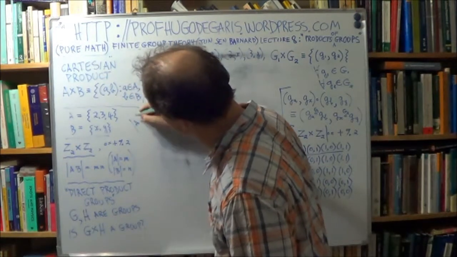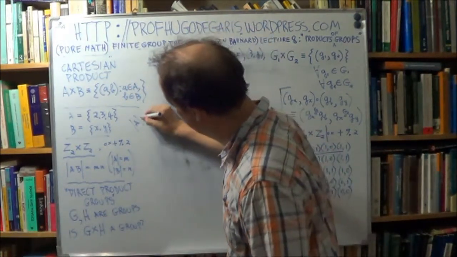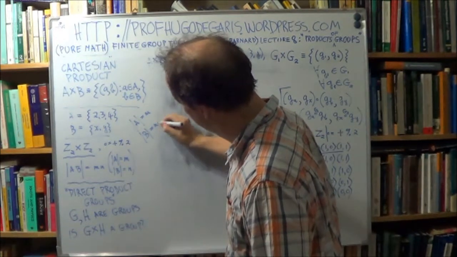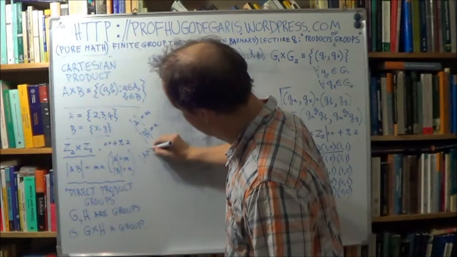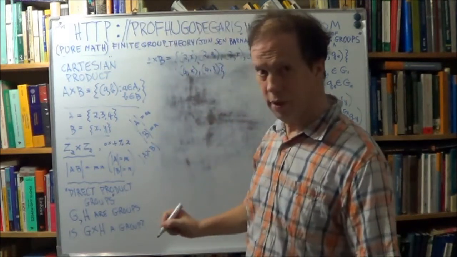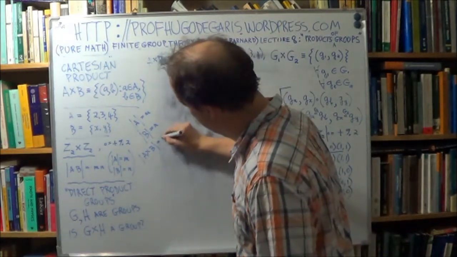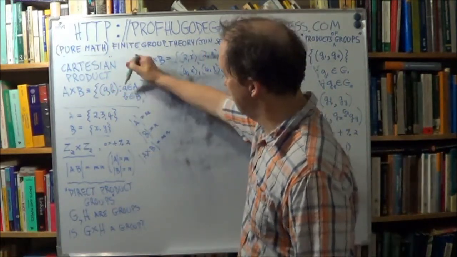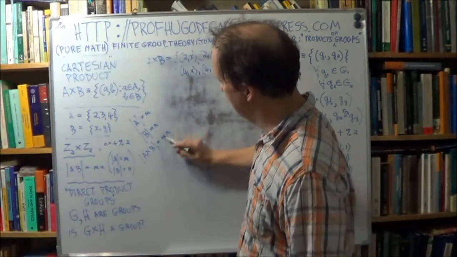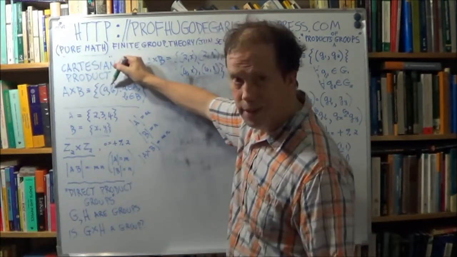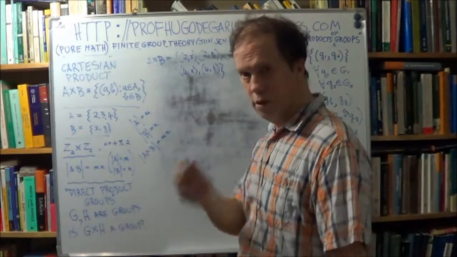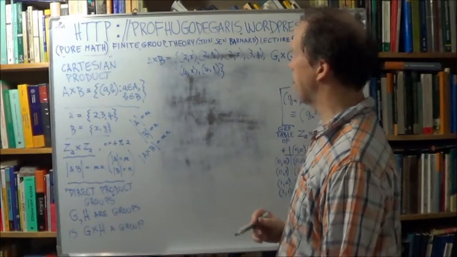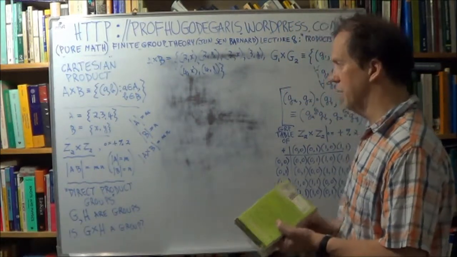So put it this way: if the size of set A is m and the size of set B is n, then the size of A times B, the Cartesian product, would be m times n. And you can just see that from the definition. You have m possible A's, you have n possible B's, so the total ordered pairs you can have will be m times n. Okay, so that's the Cartesian product.